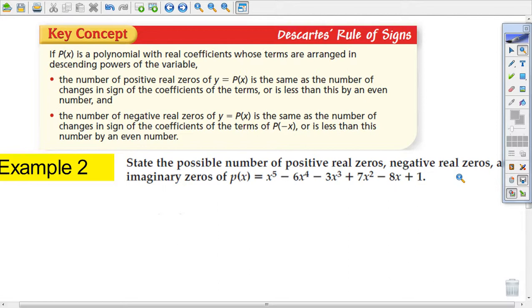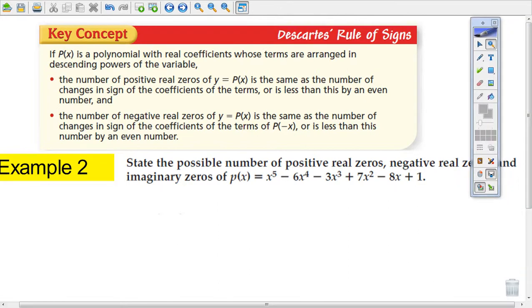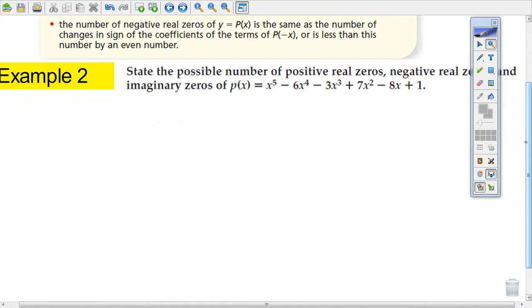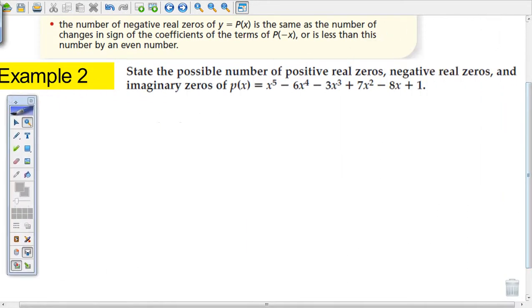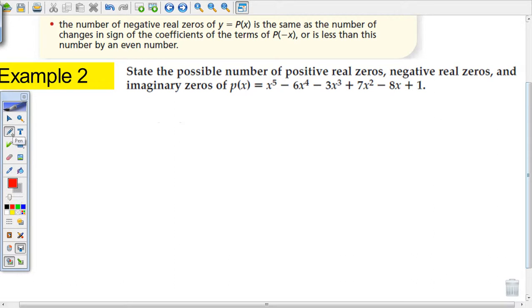So you take y equals p of x, which is the function, and then you look at all the signs between the coefficients of the terms. And you do the same thing for p of negative x. So I'll show you what this looks like, and then I think it'll make more sense to you. But remember I told you that looking for the zeros is like a guessing game? These are some of the shortcuts to playing the game well.